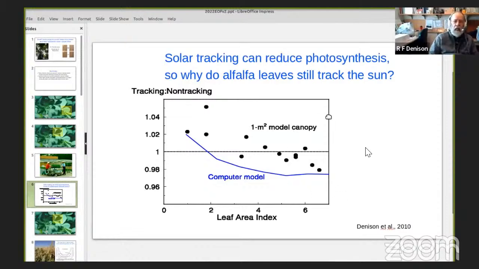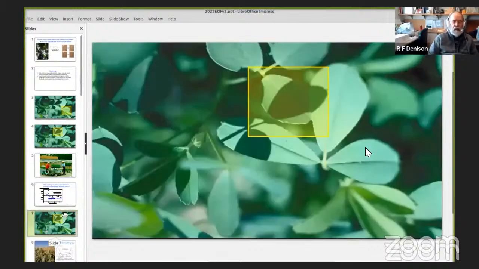So we can see that up, and this is increasing leaf area. So as the plants develop more leaves, more of the shadows of solar tracking leaves are shading other leaves and reducing photosynthesis. And yet, you can understand why they do it here. Here it's clearly beneficial. The shadows are just falling on soil, but they're still doing it up here at high leaf area when it's actually reducing the productivity of the community.